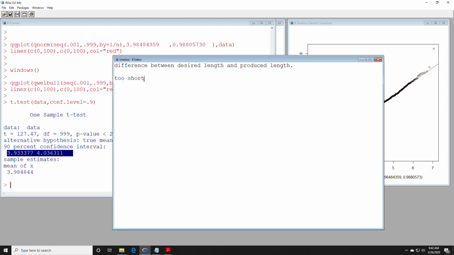I would say this is one where you have to take the time to think about the problem, because it could be easy to think that they're being produced too long if we really don't take the time to think and put things in the right places. A minus B, it's completely positive, so this is bigger, thus the produced length is too short.